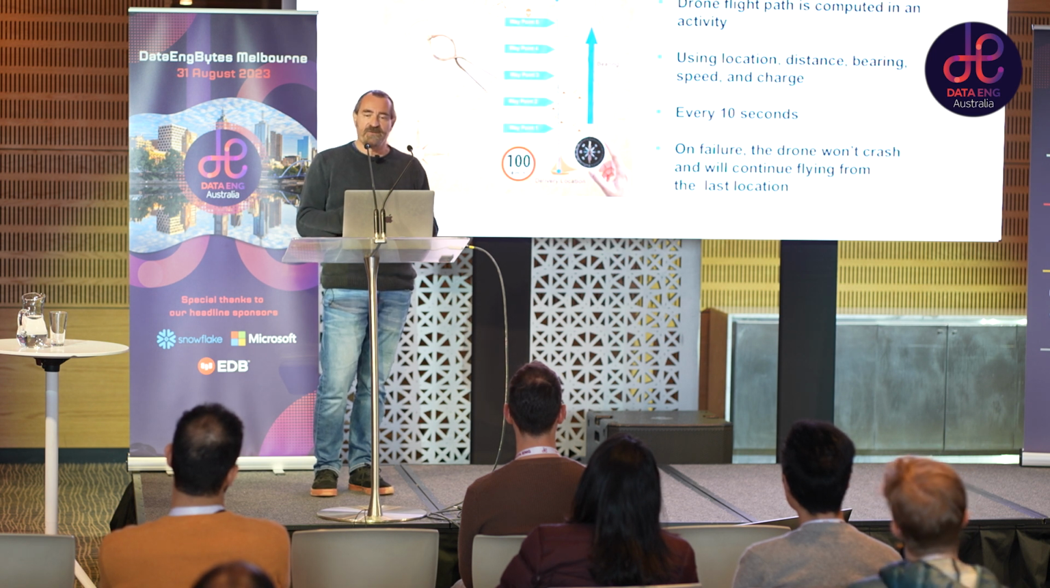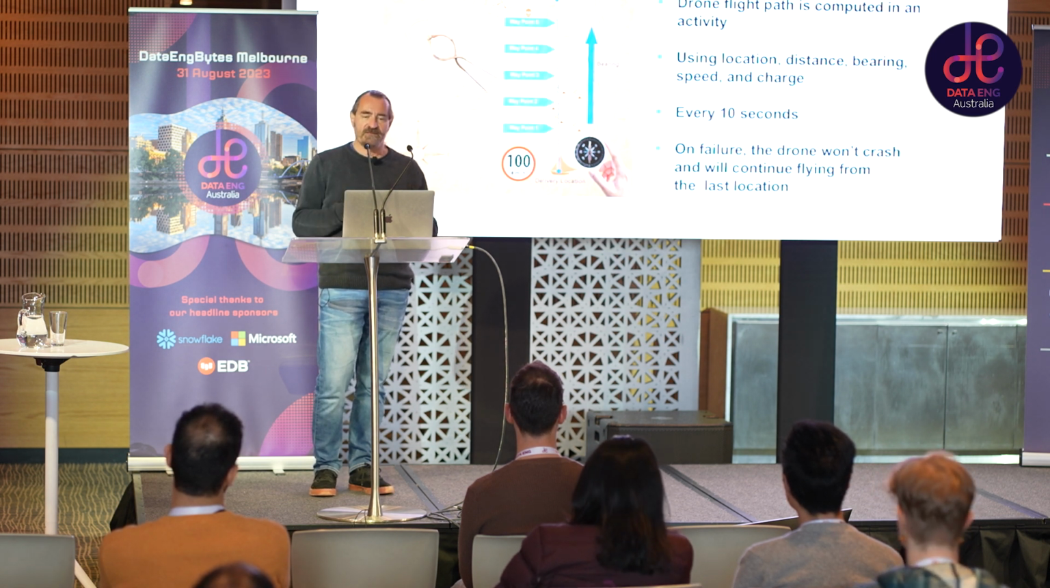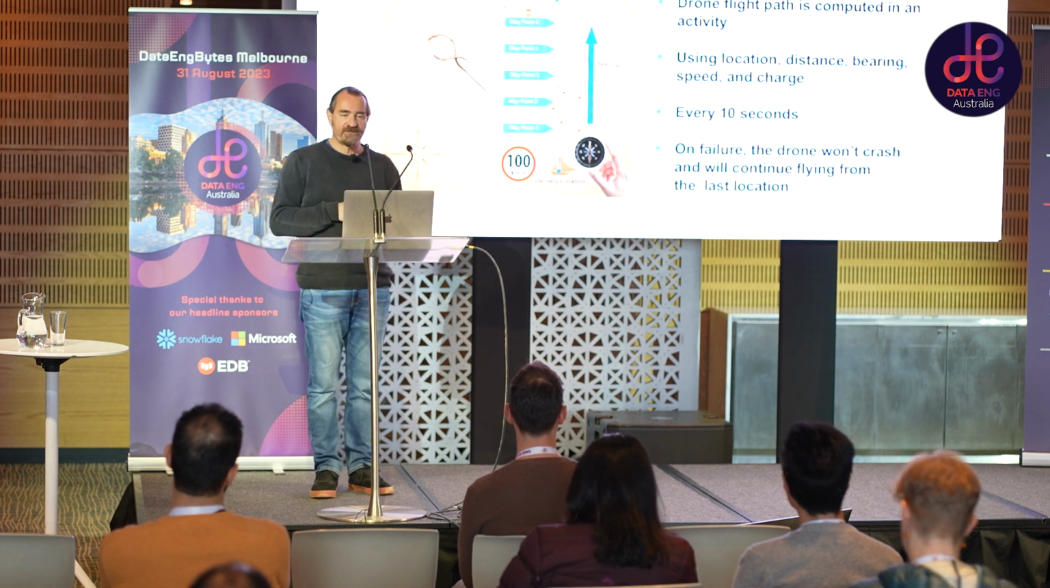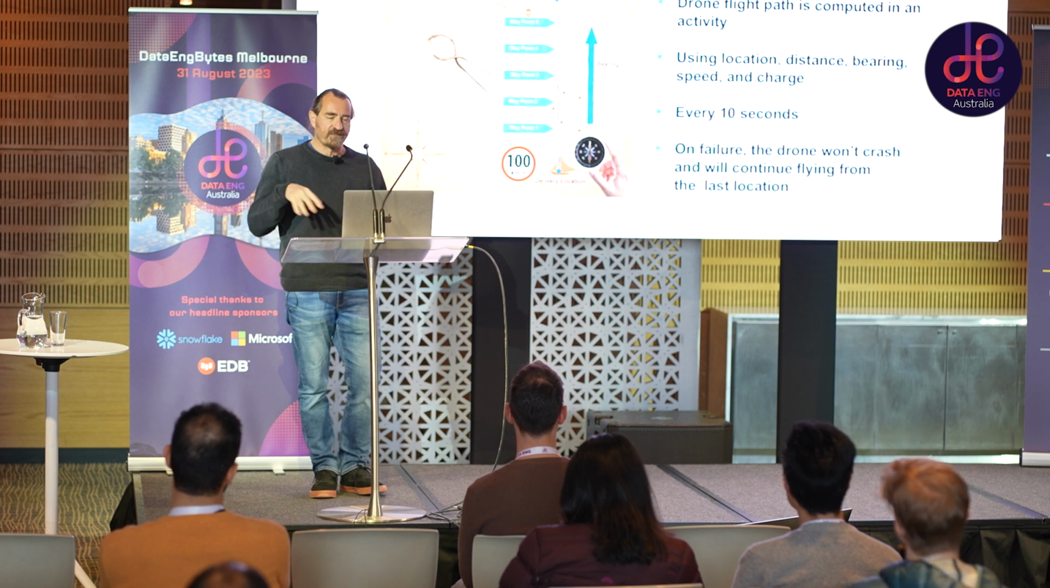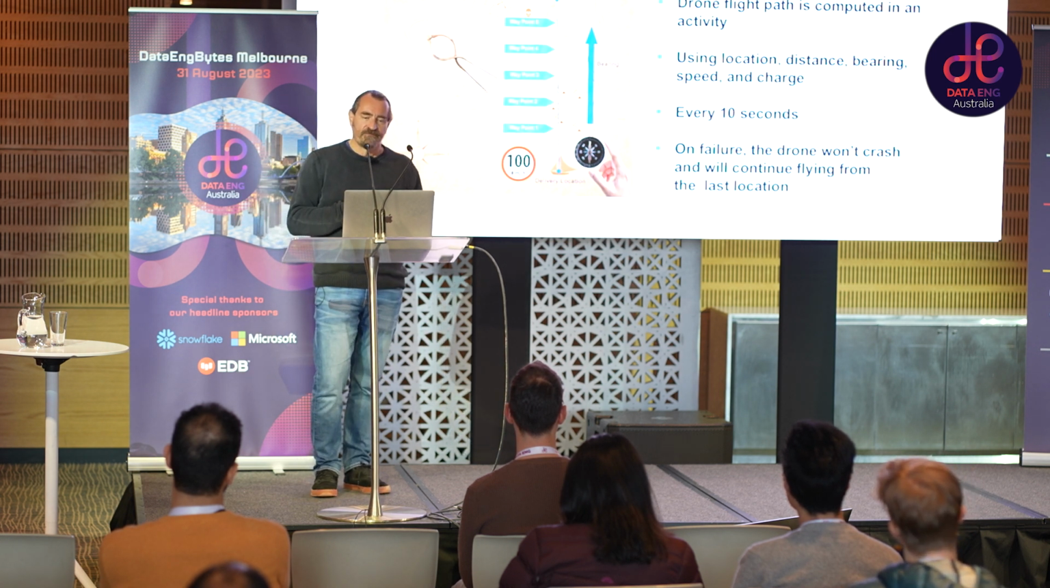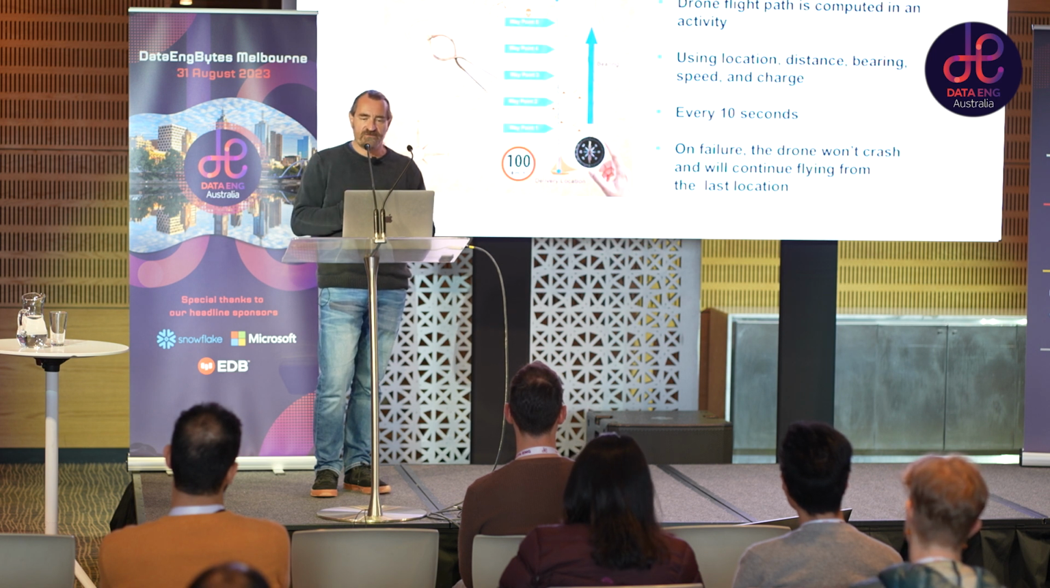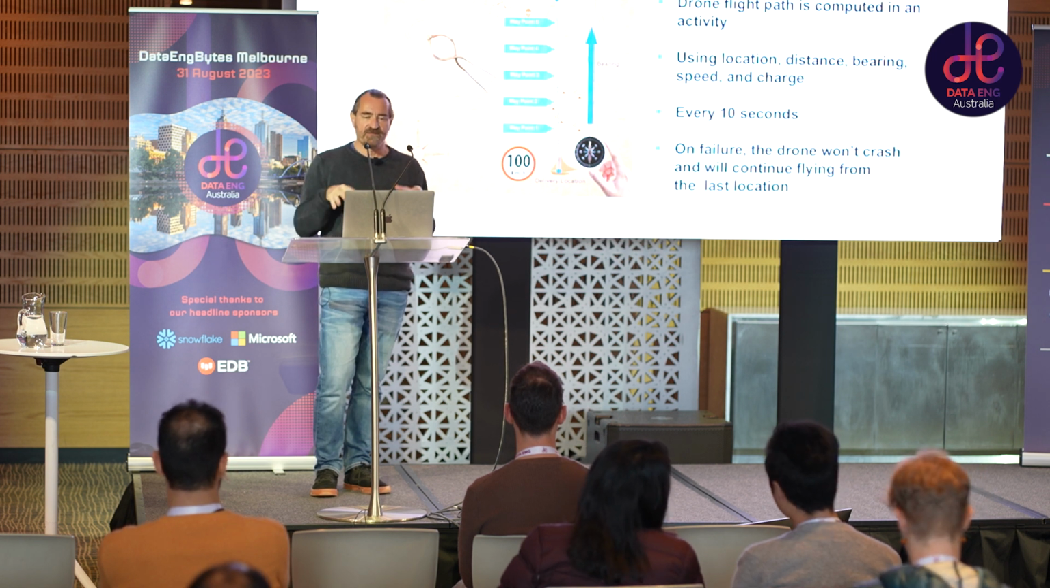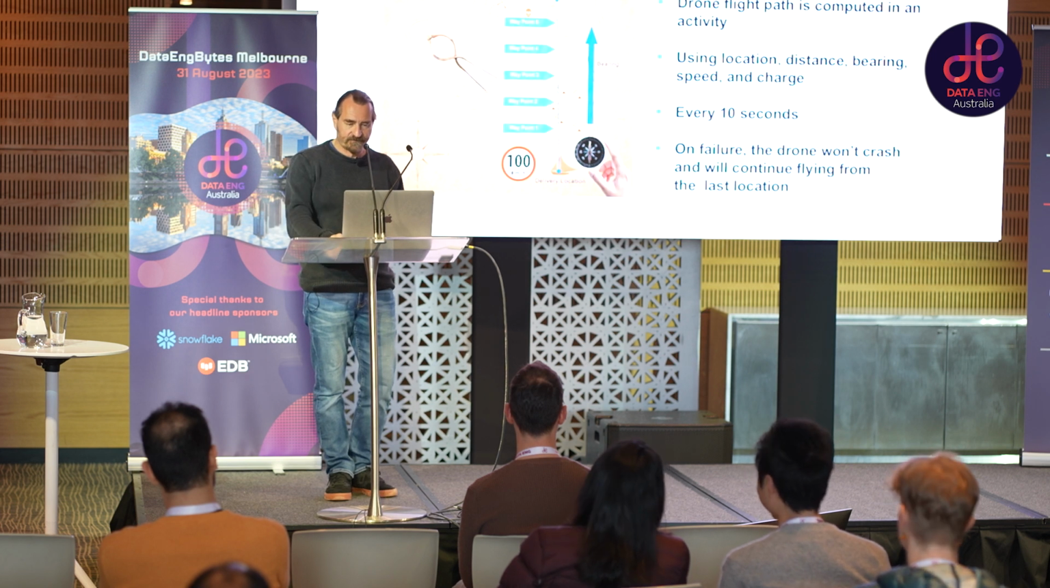The drone flight path is computed inside a Cadence activity. It's using location, distance, bearing, speed, and charge data, and it does the computation every 10 seconds. If there's a failure, then the drone actually won't crash and will continue flying from the last location because activities are resilient.